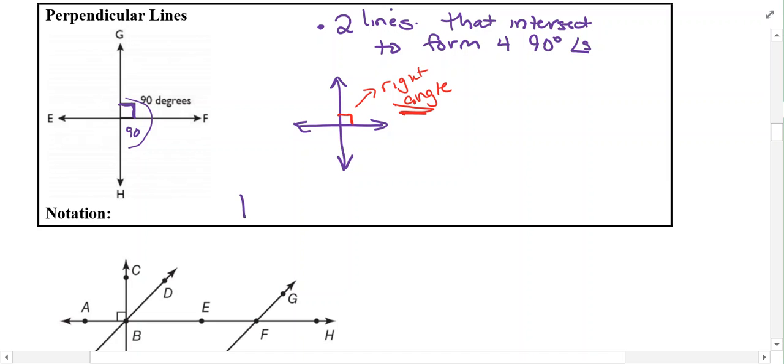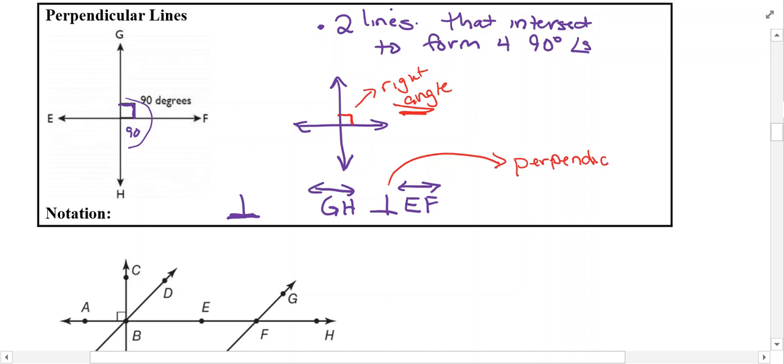The other notation that we're going to use for perpendicular is this upside down T. So in the picture we have here, GH is perpendicular to EF. It's a symbol that you need to learn because I'm not going to tell you what it means on a test or a quiz. This is a symbol for perpendicular. So it reads, GH is perpendicular to EF.